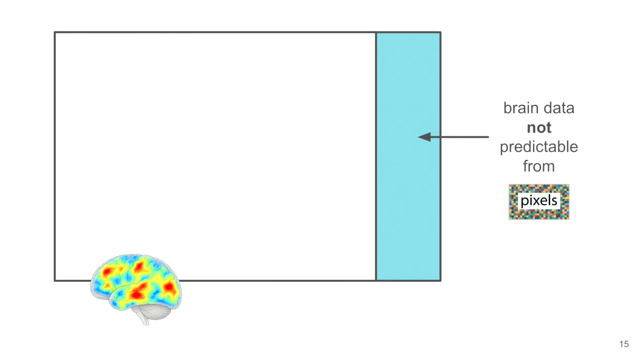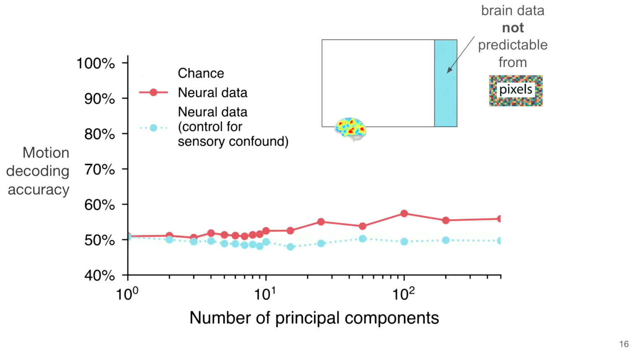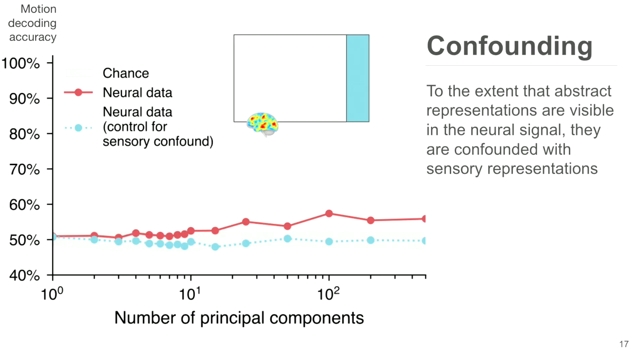If we can't do that, that indicates that the original positive result was simply a result of sensory confounds in the neural data. And that's actually the case, unfortunately. After controlling for possible sensory confounds, at no level can we decode motion facts from the neural data. So this illustrates our second point of confounding. To the extent that we have any abstract representations visible in the neural data, they're so deeply confounded in practice in these modeled representations that after controlling for sensory facts, there's nothing left to explain.